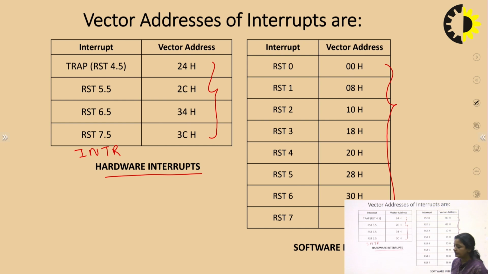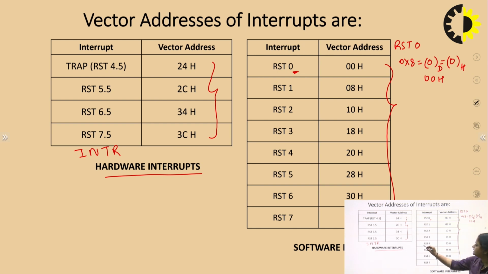Now, how do we remember these vector addresses? There is no need to mug up these addresses. There is a specific way in which you can calculate them. The number associated with the interrupt is to be multiplied by 8. For RST 0, to calculate the vector address, I multiply 0 by 8. The answer will be in decimal and I have to convert it into hexadecimal. So 0 decimal is equal to 0 hexadecimal, and I will write the address as 00H.